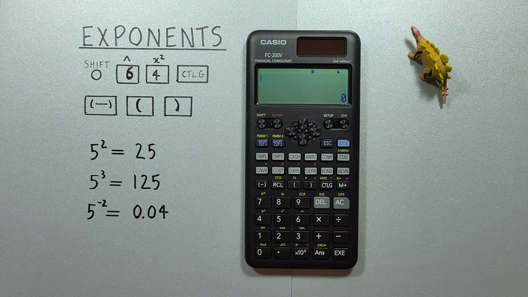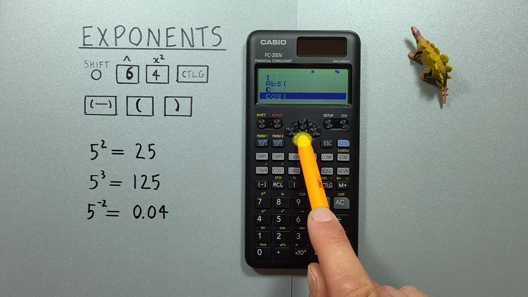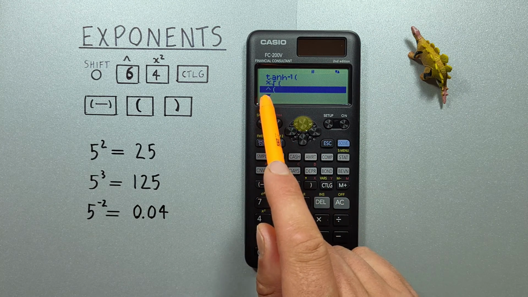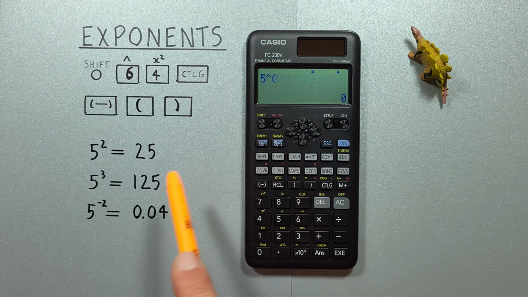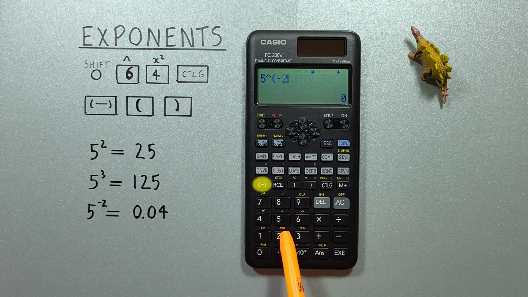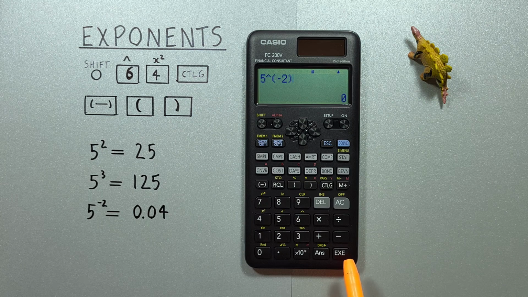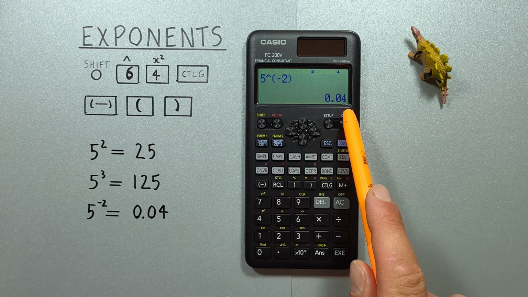For our other option, again, we put 5 on our screen and then press Catalog and scroll all the way down until we see the up arrow or caret with a bracket. Select that. There we go. And now we can put our negative 2, close our bracket, and hit exe. And again, we get 5 to the power of negative 2 is equal to 0.04.